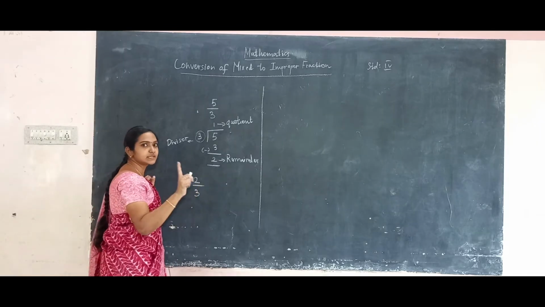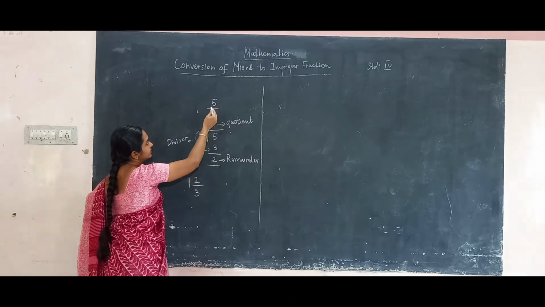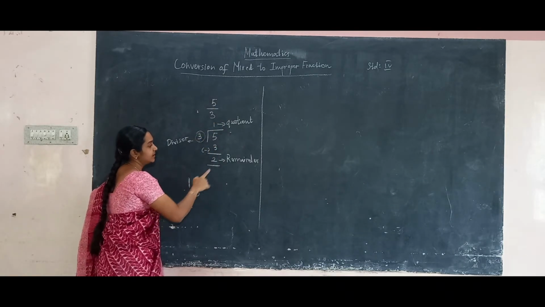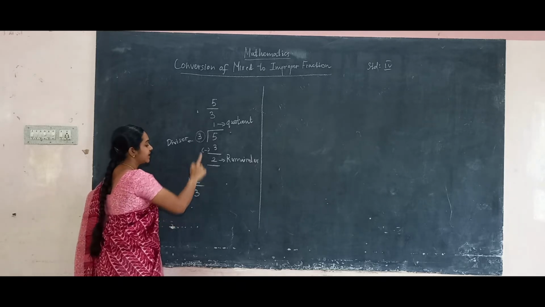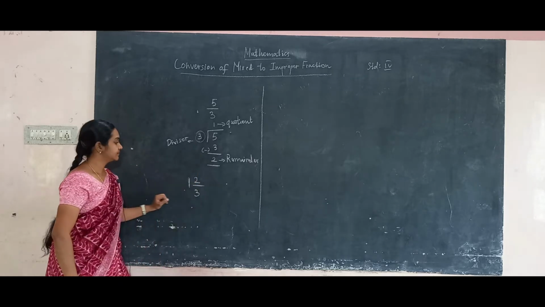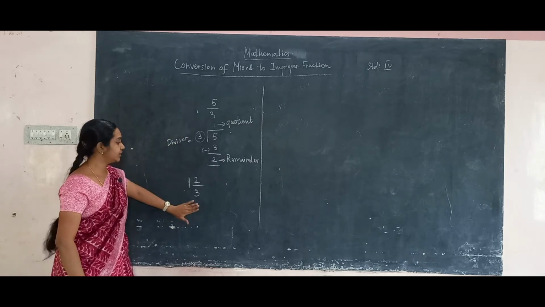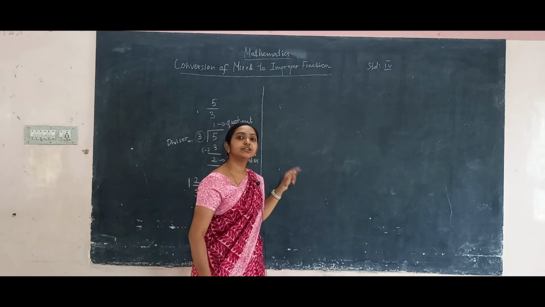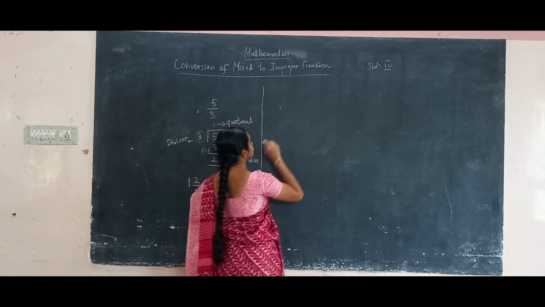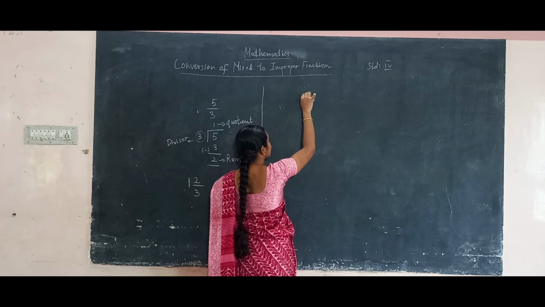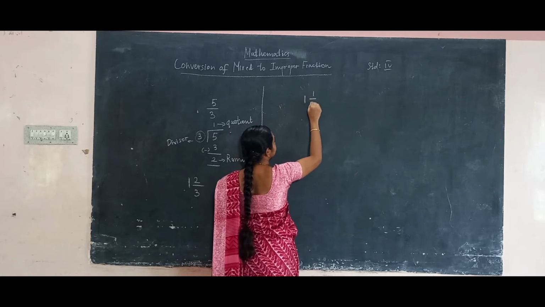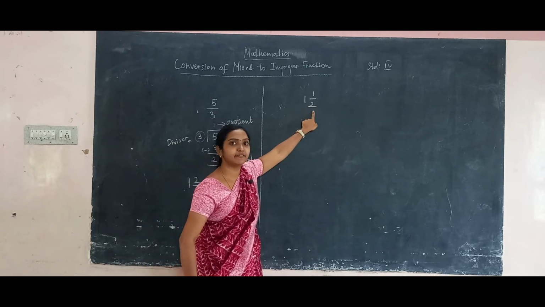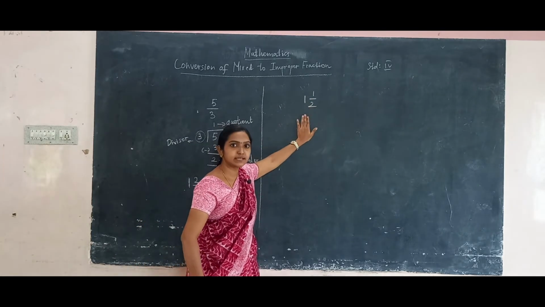The first step is we have to divide the numerator by the denominator and write the quotient as a whole number, remainder as numerator and divisor as denominator. Now we have converted improper fraction into mixed fraction. Now we are going to convert mixed fraction into improper fraction. First consider the mixed fraction 1 by 2. This is a mixed fraction because it has a whole number and a fraction.